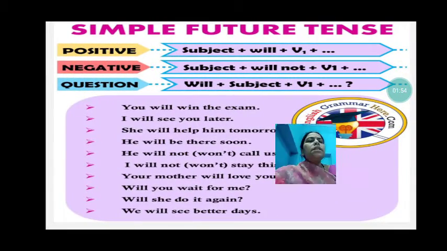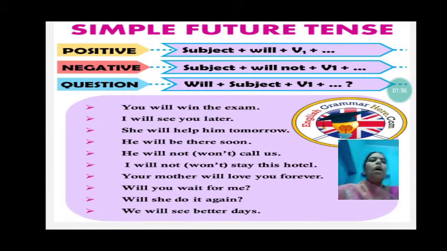Then let us see the formation. How to form the simple future tense, like a positive sentence. Subject plus will plus V1 form plus, there can be an object. V1 is the base form of the verb. In that case, we don't change the verb. The verb will be as it is.